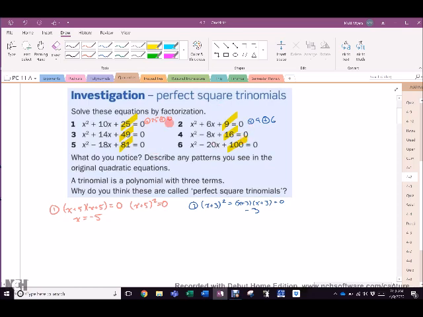All of those values are perfect squares. So let's remember ax squared plus bx plus c equals 0. So you can see that in all of these, c is a perfect square. And what do you notice about a in all of them? Well, again, squared, squared, squared. a is a perfect square.